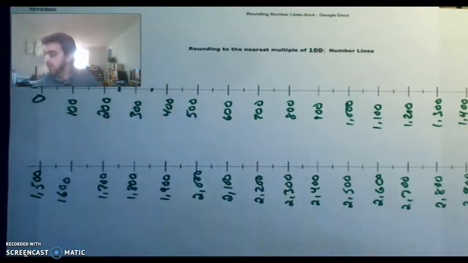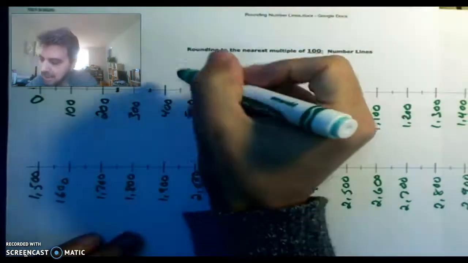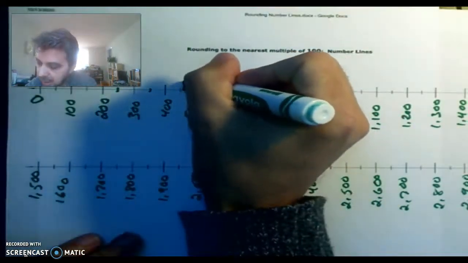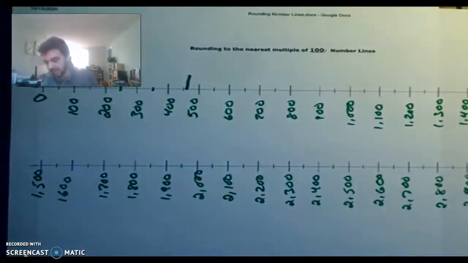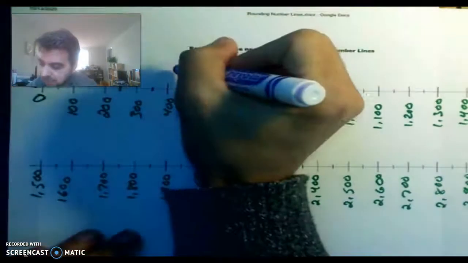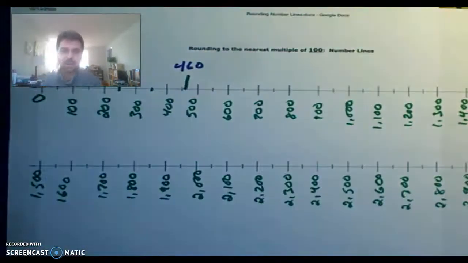Okay, so 460 should be just a little teeny little bit past that. So we're going to put it right there. I'll do it in a different color again, sorry. I'm going to put 460 right there.